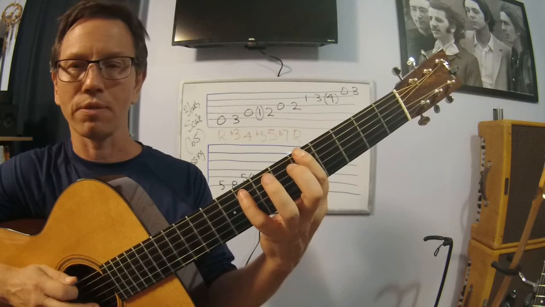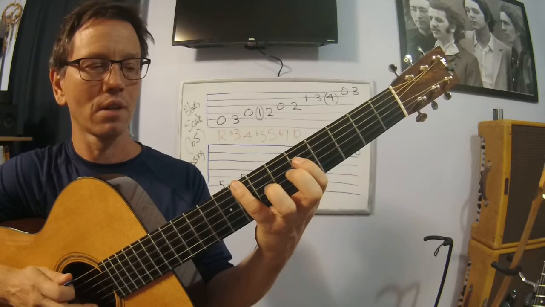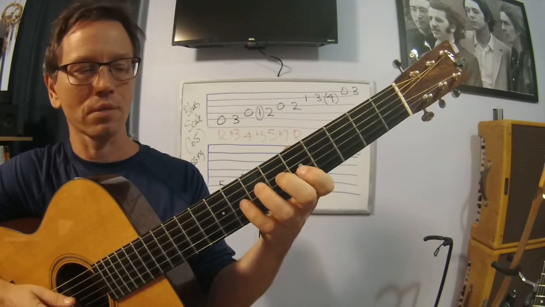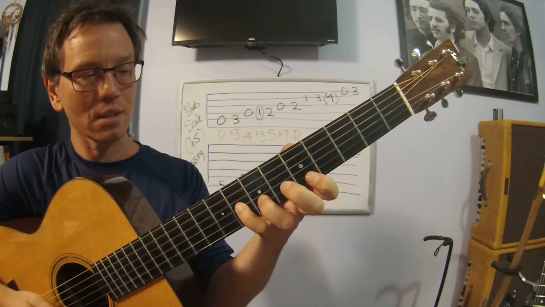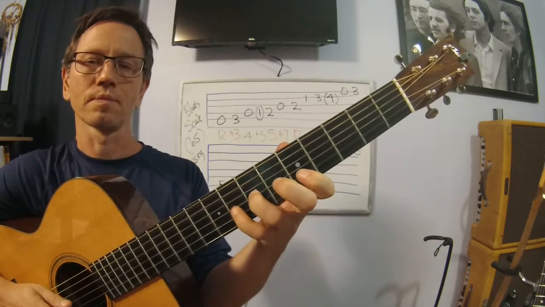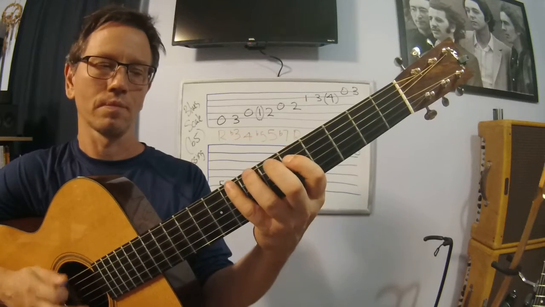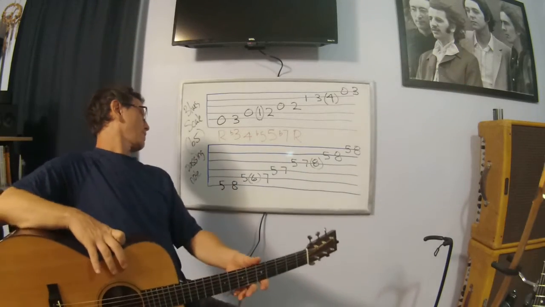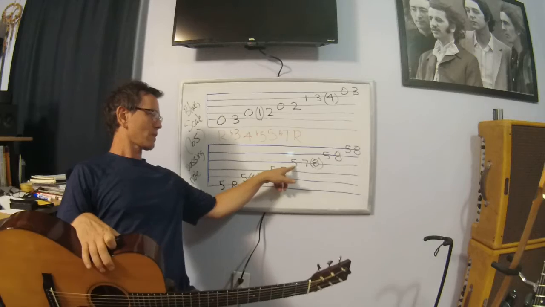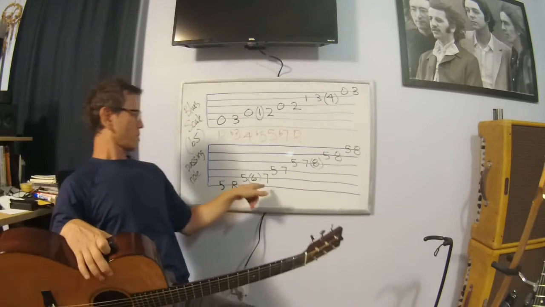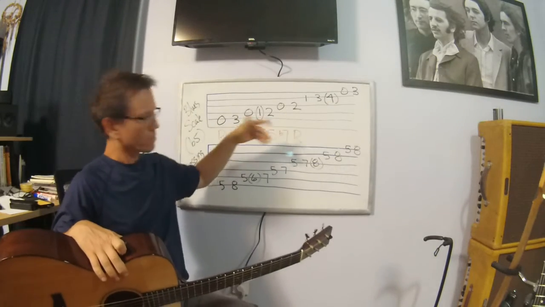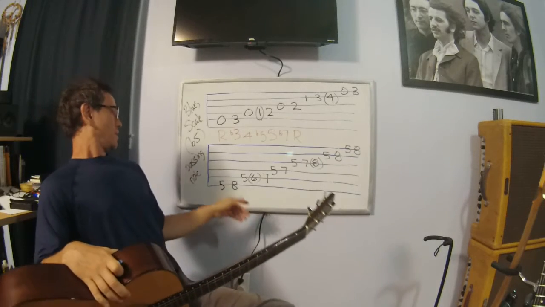You could use your third if you want, but A, C, 5, 8, 5, 6, 7, 5, 7, 5, 7, 8, 5, 8, 5, 8. So that's what we have right here in the tab. 5, 8, 5, 6, 7, 5, 7, 5, 7, 8, 5, 8, 5, 8. So the notes I put in parentheses, that's your flatted fifth. That's what makes this the blues scale.